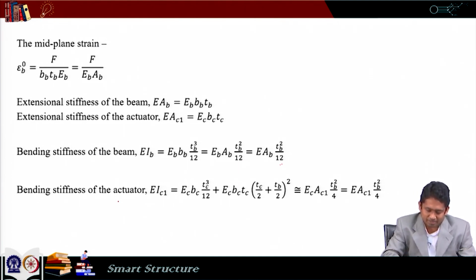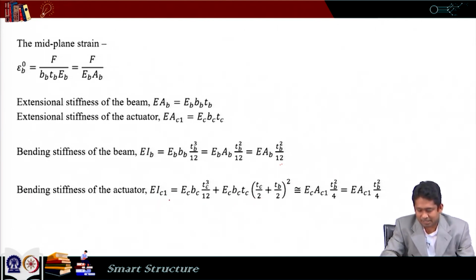Similarly, the bending stiffness of the actuator has two components. One is the bending stiffness of the actuator with respect to its own centroid, and then another is the area multiplied by the distance of the centroid of the actuator from the centroid of the beam, and square of that. So, it is just shifted by the parallel axis theorem.